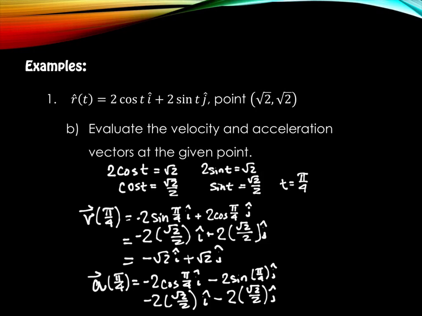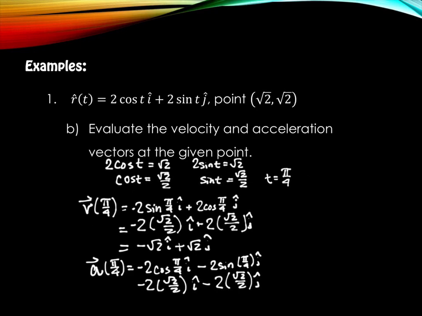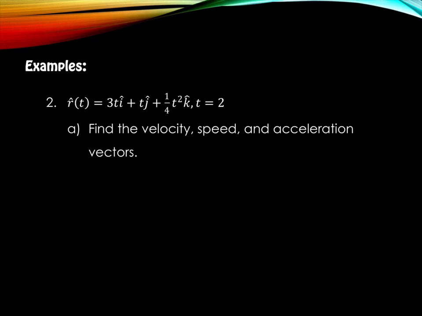So when we simplify this, actually let me make this just a tiny bit smaller so I can fit it all in there. Okay. When I fit this in there, this is negative square root 2 i, and it's negative square root 2 j. And you might be thinking, well, that looks a lot like the one before. It does. The signs are the only things that are different on this one. Let's take a look at another one.